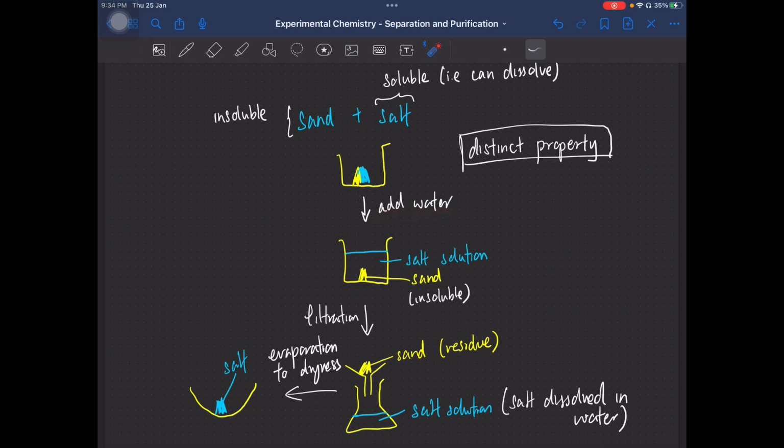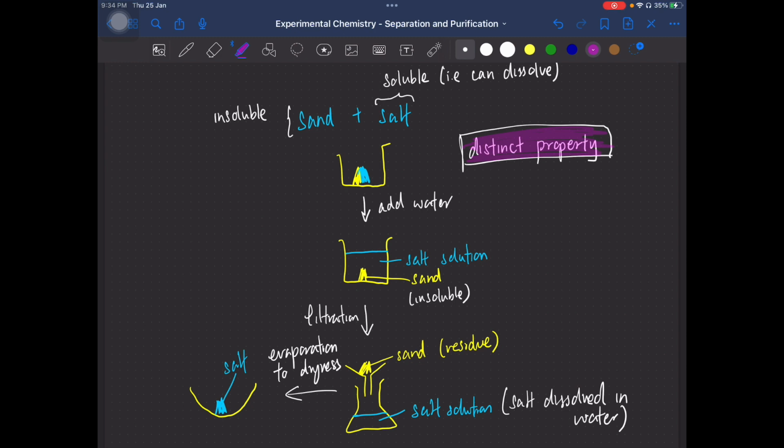After my next step, same thing, I ask myself, what makes them different? Then I decide to use filtration. Thereafter, I also ask myself, what makes the salt different from the water that is inside? It is that the salt is actually dissolved within the water. So if I can remove away all the water by evaporation to dryness, that's where I can end up with the salt. So that is what we mean by distinct property.